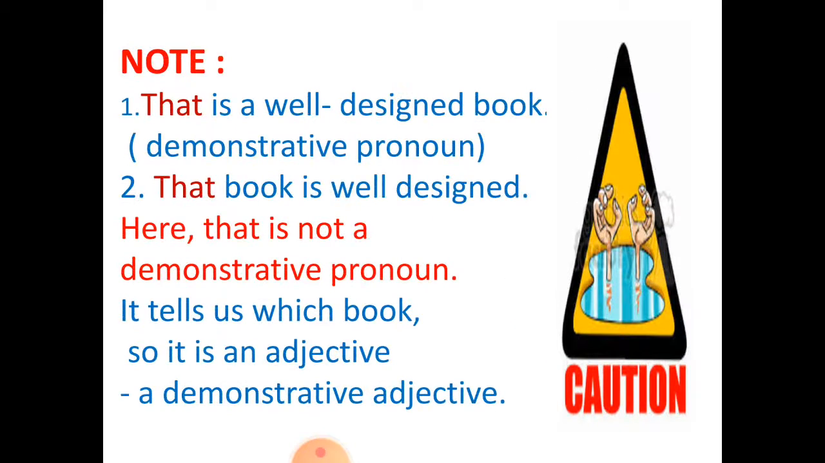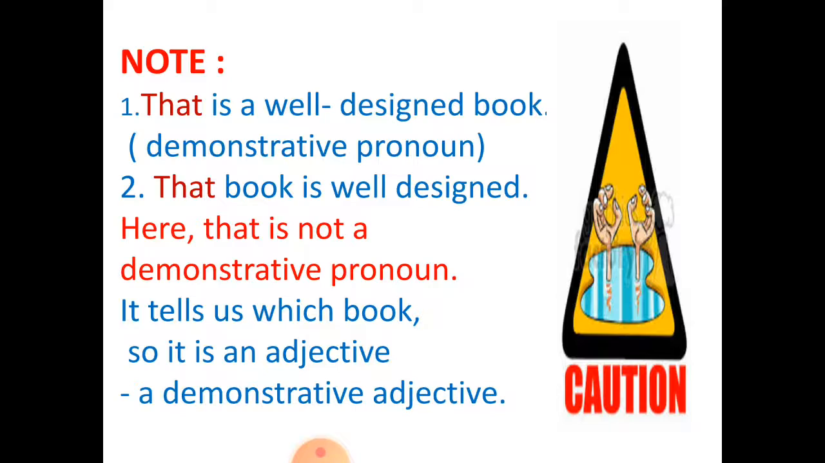Remember one thing. In the sentence that we had just gone through, "That is a well-designed book," here that is a demonstrative pronoun. But if the sentence is framed like this, "That book is well designed," now here that is not a demonstrative pronoun. Why? Because it tells us which book. So here we are not pointing out the content, we are talking about the book. So here it acts as an adjective.